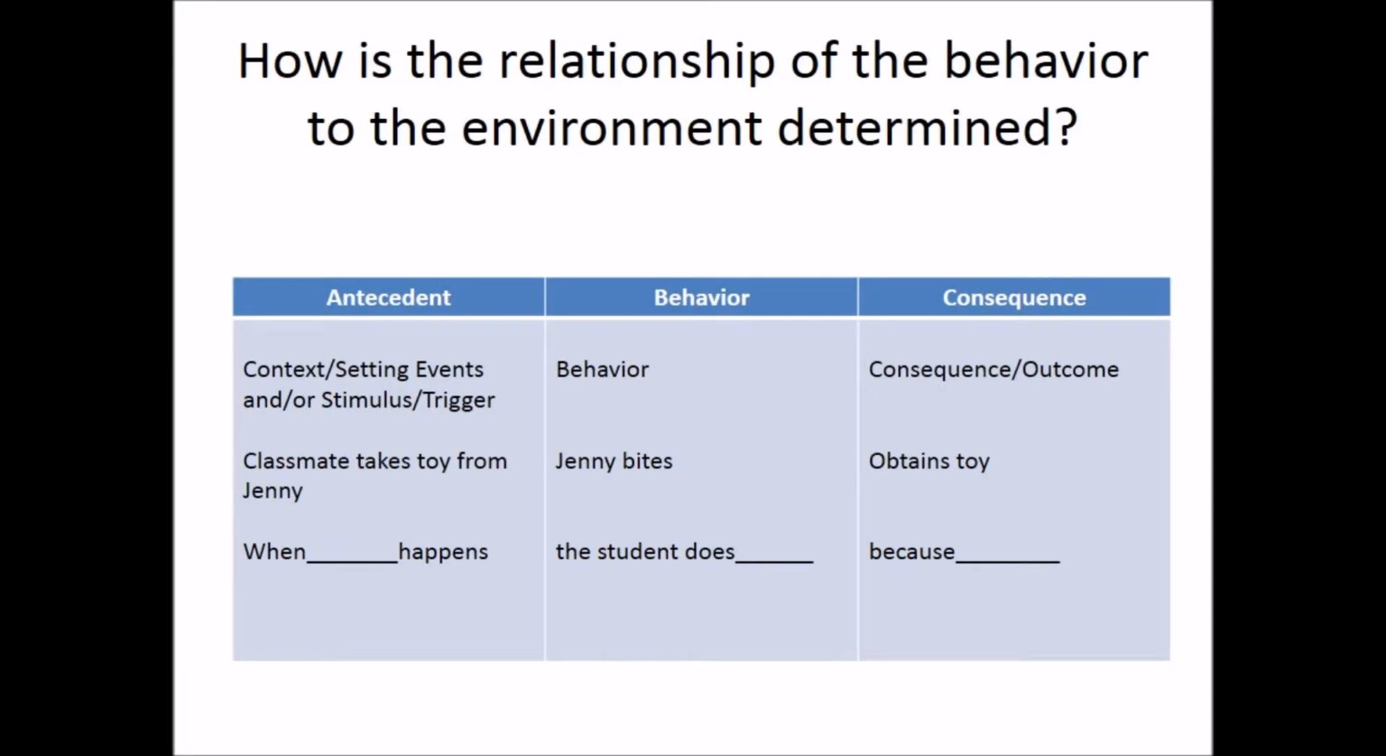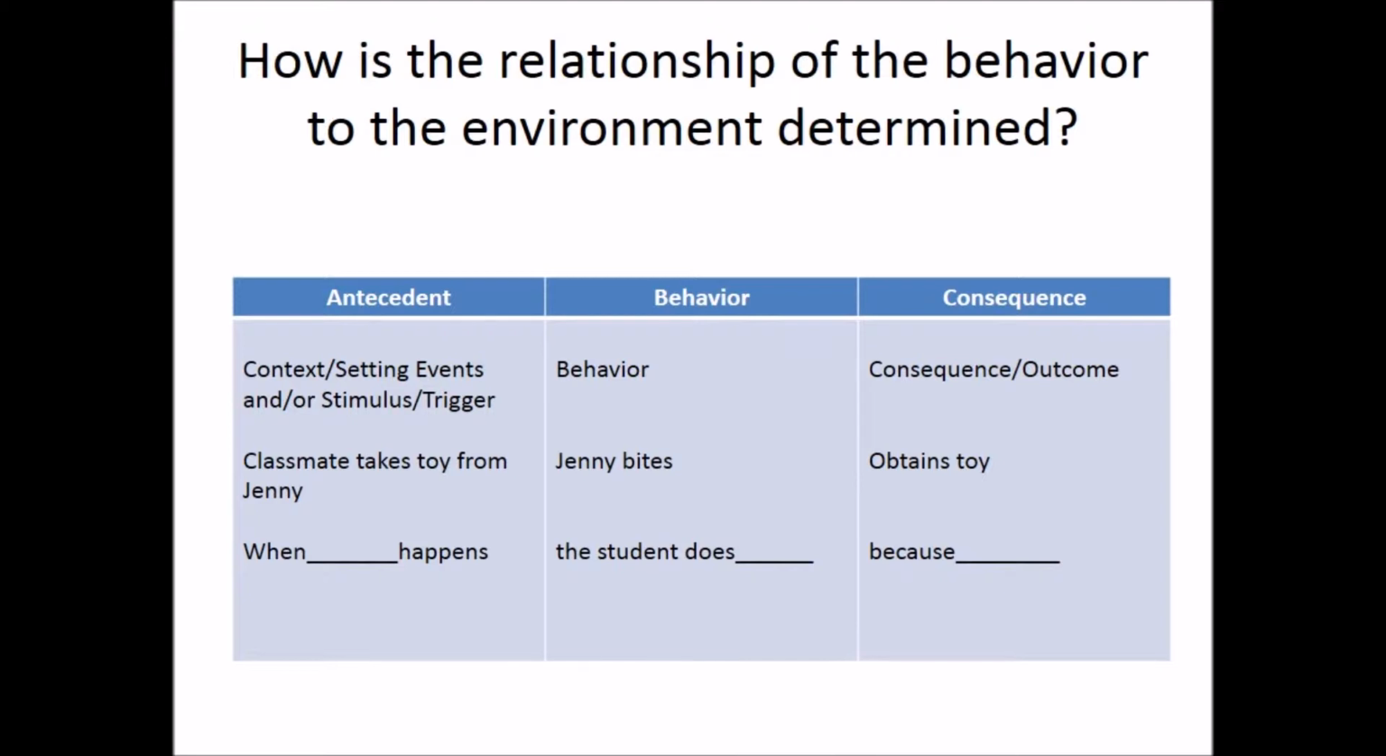Here is an example of one of the direct observation methods, ABC charting. Here we observe and document what happens prior to the behavior, the antecedent, describe the behavior, and indicate what happens after the behavior of concern. That would be the consequence.